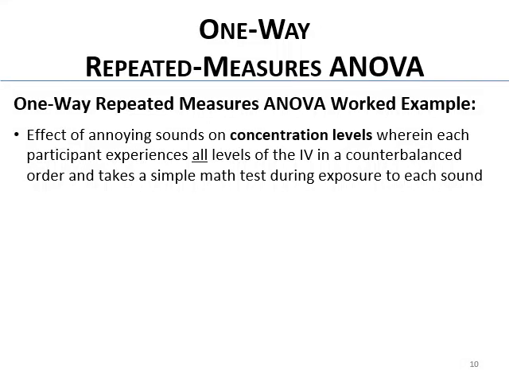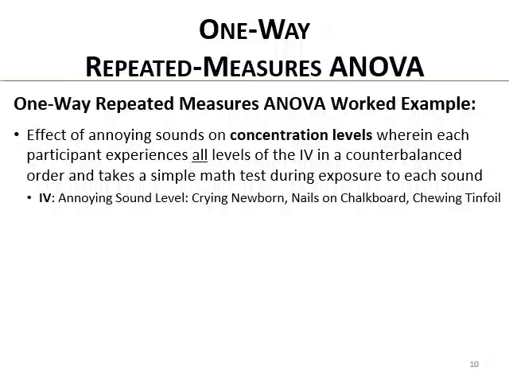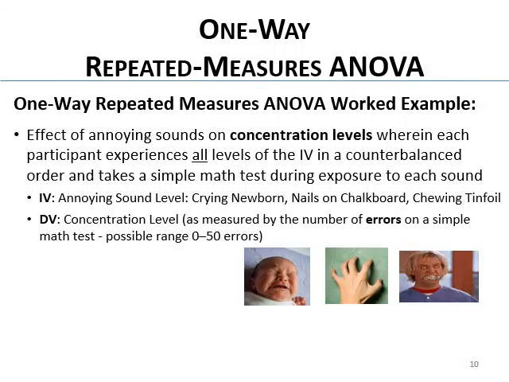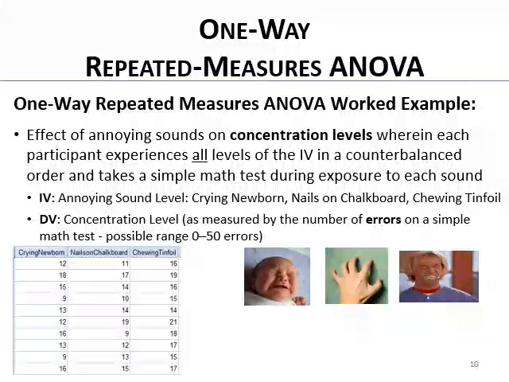That's called counterbalancing. So your independent variable is 3 levels. It's the annoying sound level. You've got crying newborn, nails on chalkboard, chewing tinfoil. And your DV is concentration level, and it's operationally defined as number of errors that people make on a simple math test. Each one is 50 questions, so they can make 0 to 50 errors. More impact on concentration is the inference.